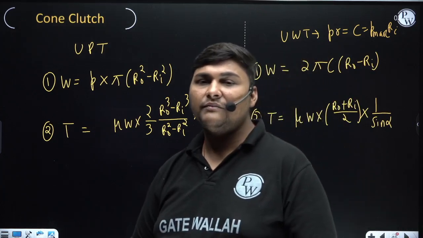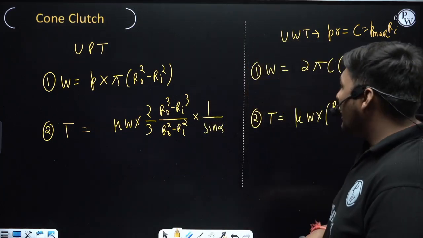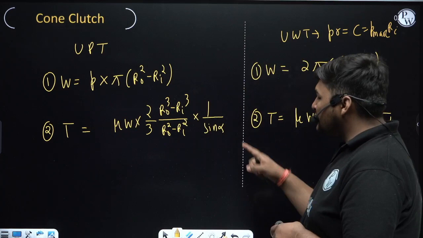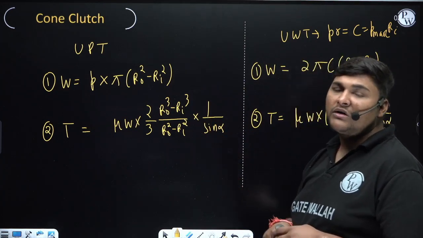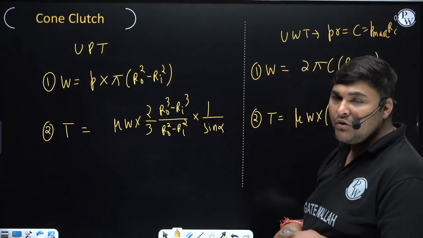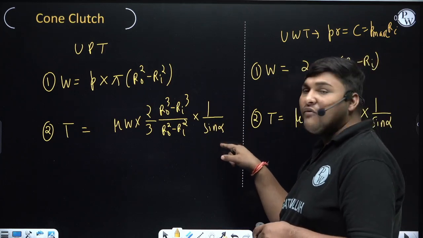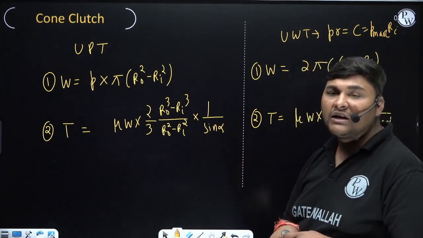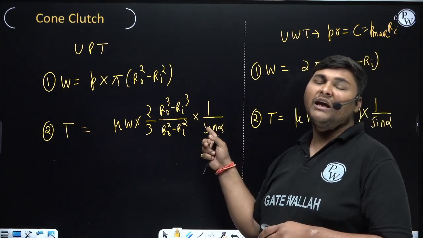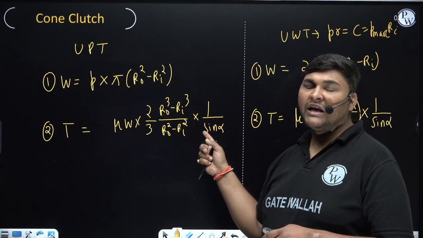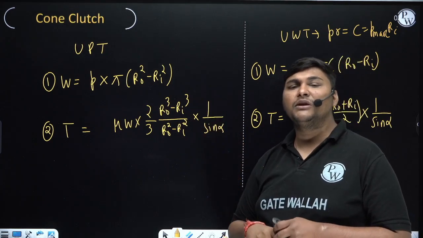But in plate clutch, by using multi plates, we can obtain high torque transmitting capacity. And here, due to this 1 upon sin alpha, its torque transmitting capacity will be more. So by taking a lesser value of alpha, we can obtain high torque transmitting capacity. Say we take alpha equal to 0. Then 1 upon sin 0 is 1 upon 0, and the torque transmitting capacity will be infinite.